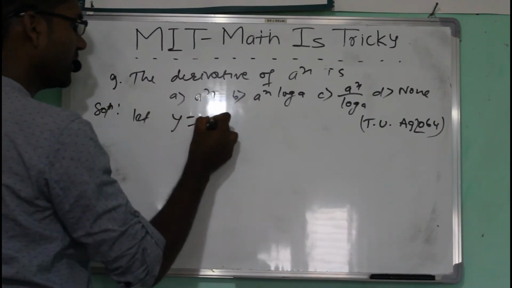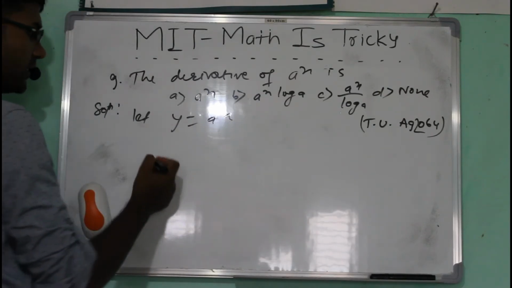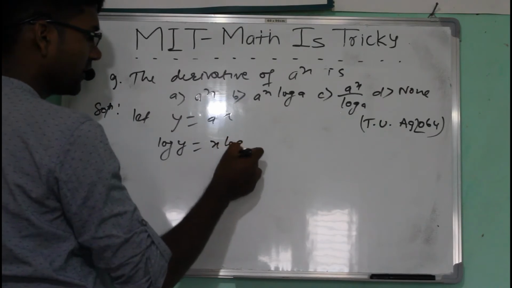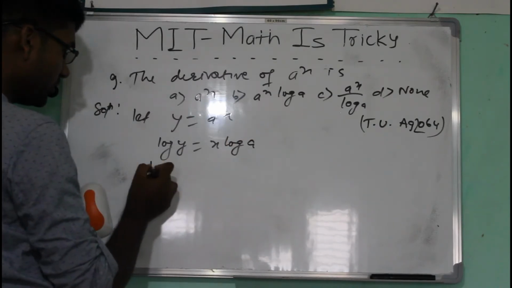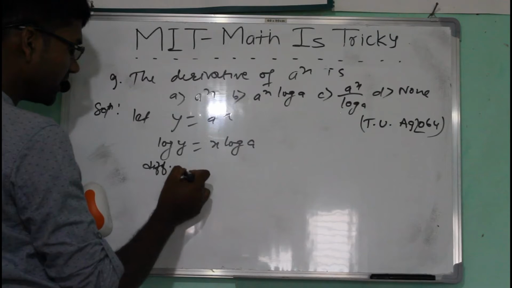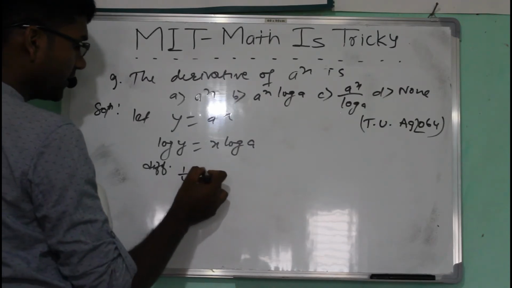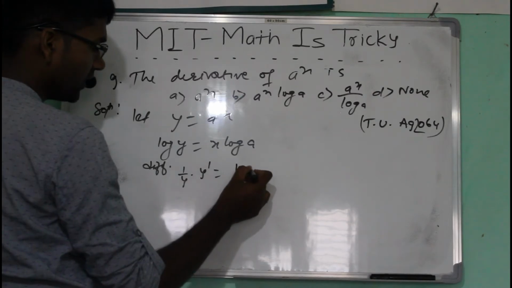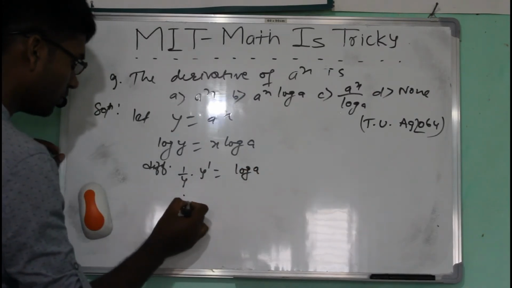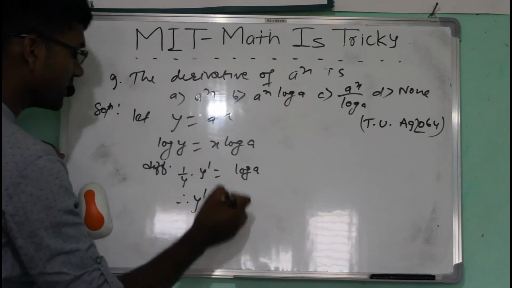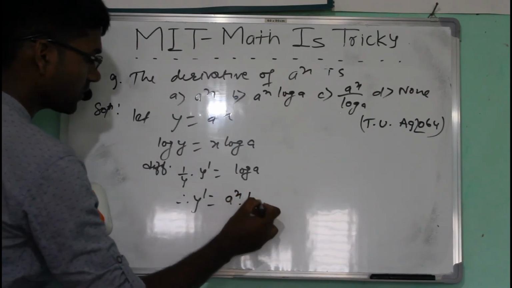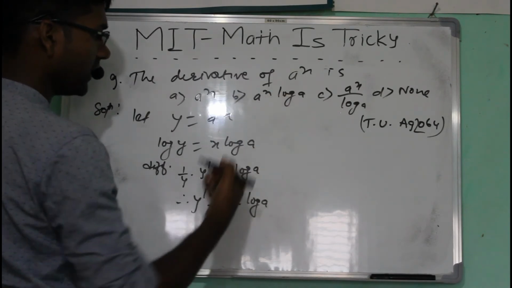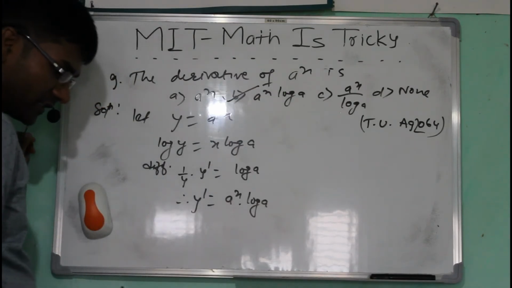So y equals a power x. We can start by taking log on both sides. Log y equals how much? x log a. Now differentiating, we'll get 1 by y times y dash equals the derivative of x, which is 1, so it is simply log a. So what did we get here? y dash equals y, which means a power x times log a. So what's the correct answer? a power x log a. That's the B correct answer.